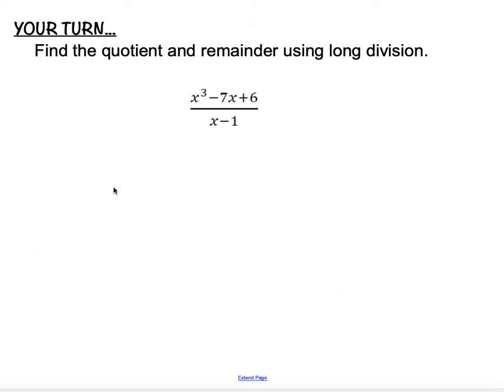All right, your turn. If you could try that one out, you can pause the video to do that and then come back to it, that would be great. All right, so over here, we're missing a 0x squared. So when I write it out, I'm going to make sure I put that in there, inside the box.